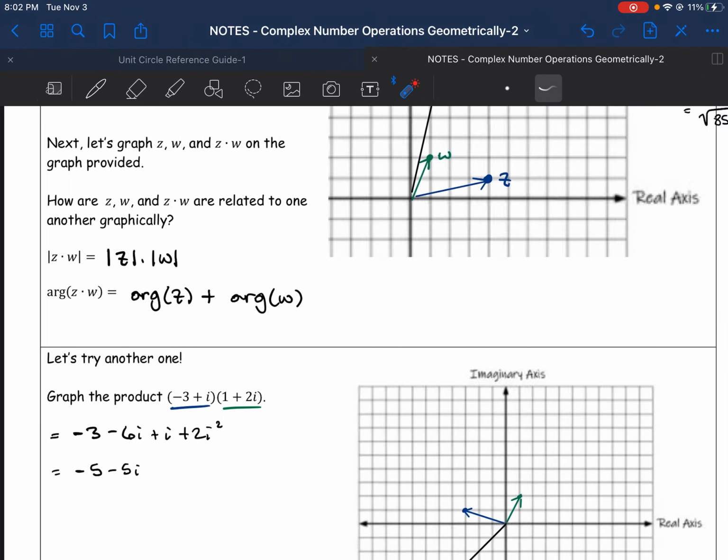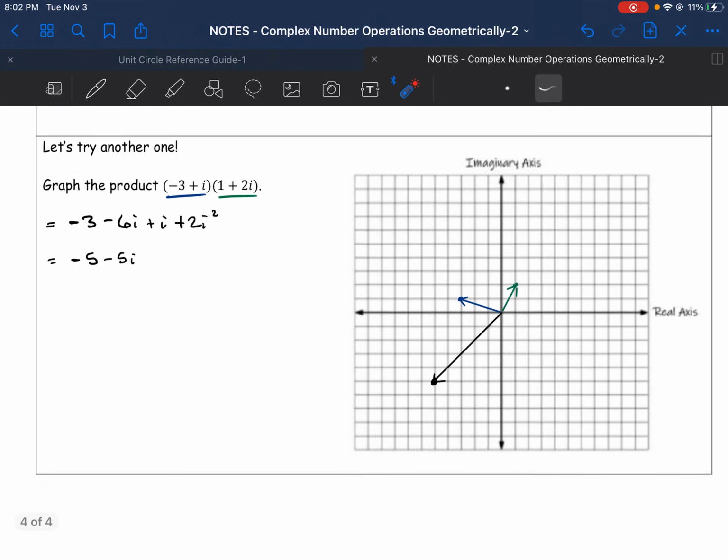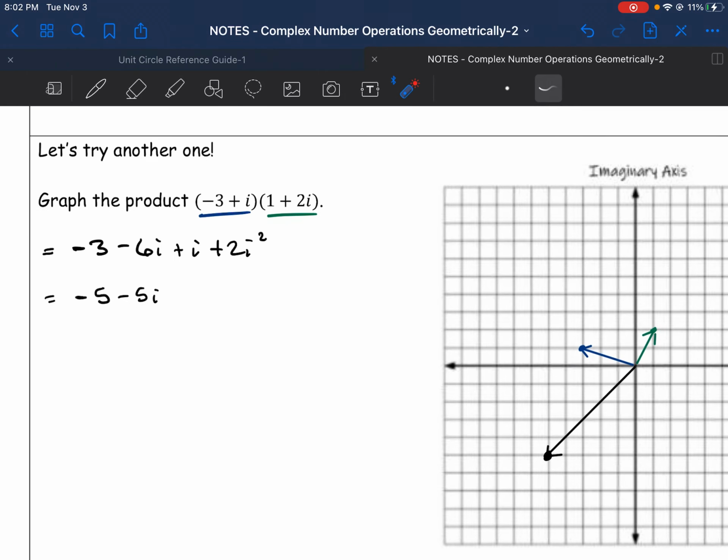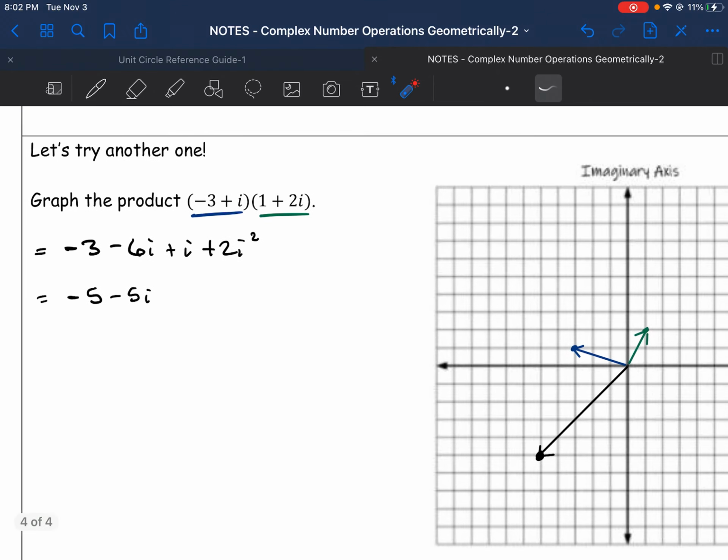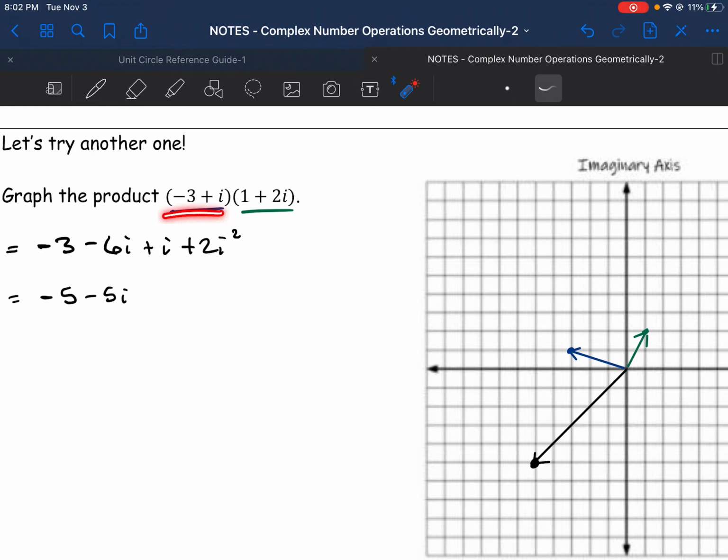Okay? So we have one extra little practice problem. Let's go ahead and try it out here. We want to graph the product negative 3 plus i times 1 plus 2i. I went ahead and graphed negative 3 plus i in dark blue. I graphed 1 plus 2i in dark green.